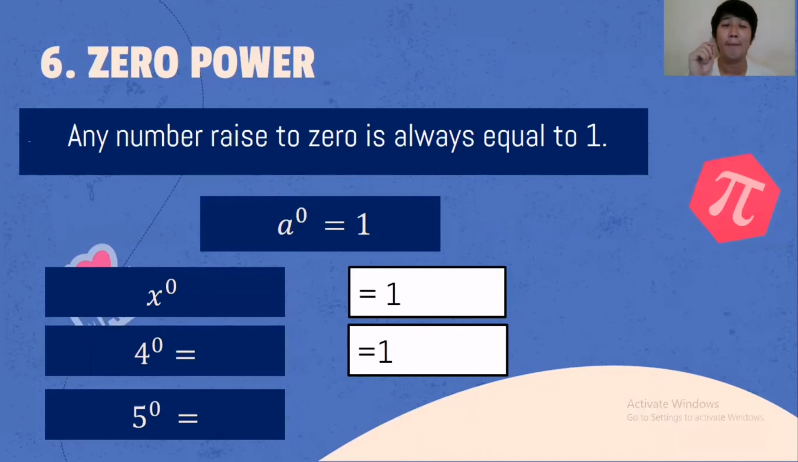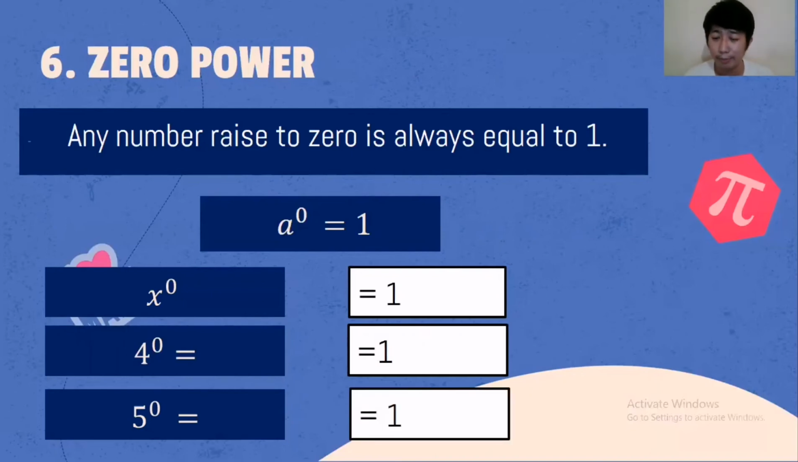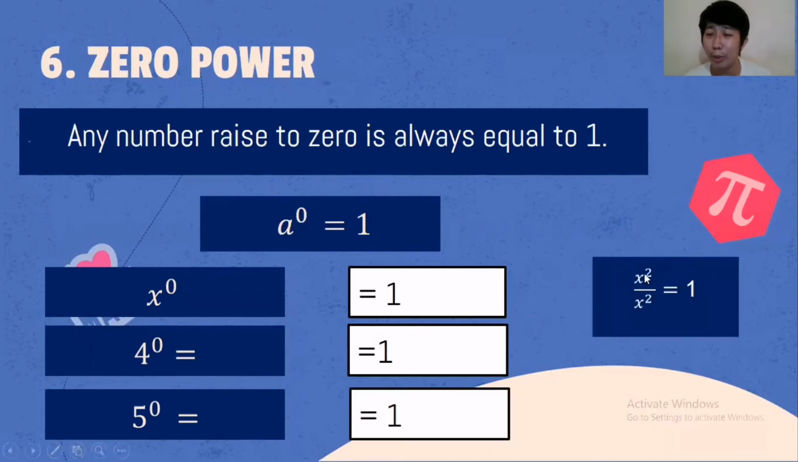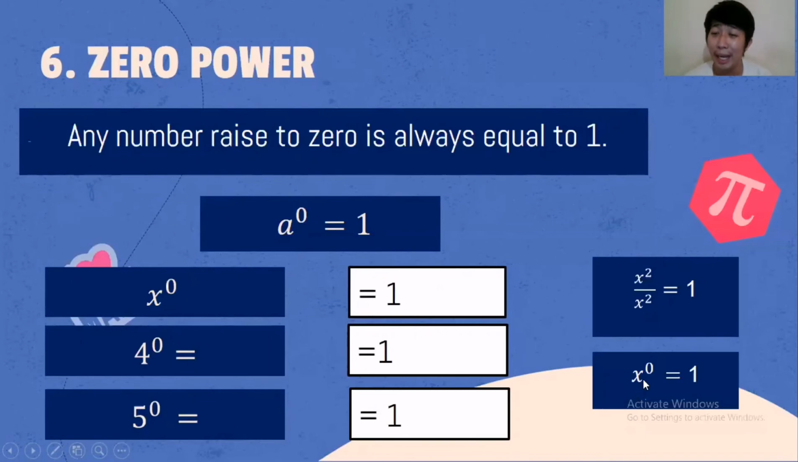Let's try to prove that A raised to 0 is equal to 1 or X raised to 0 is equal to 1. Let's check this one. So we have here x squared over x squared. When we divide this, we have 1. X squared divided by x squared is equal to 1. If you follow the quotient rule, we have x raised to 2 over x raised to 2, wherein we subtract the exponents. So 2 minus 2, that is 0. So that means x raised to 0 is equal to 1. That is the proof that any number raised to 0 is always equal to 1. As simple as that. That is the sixth rule.